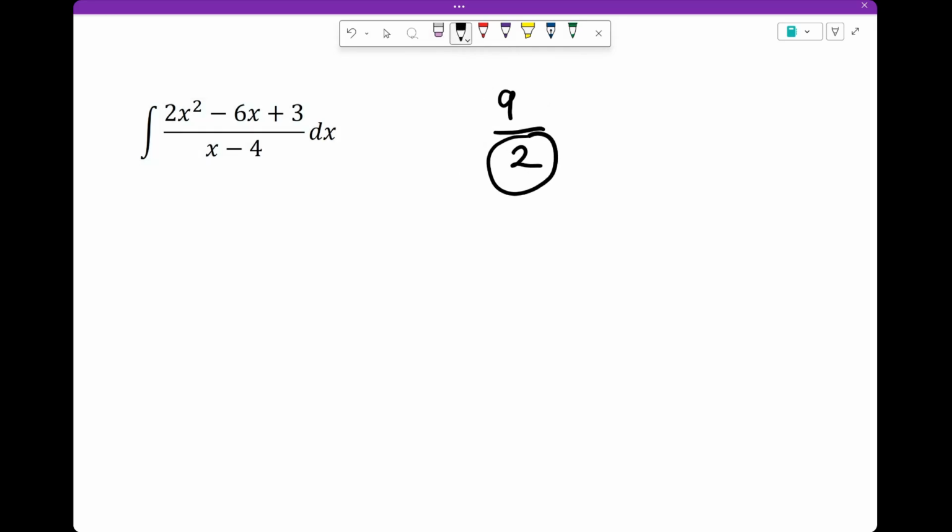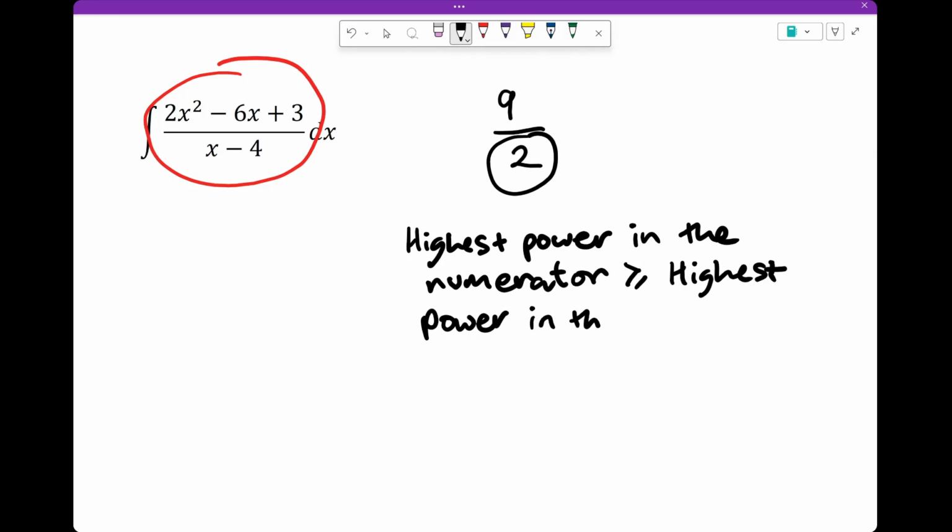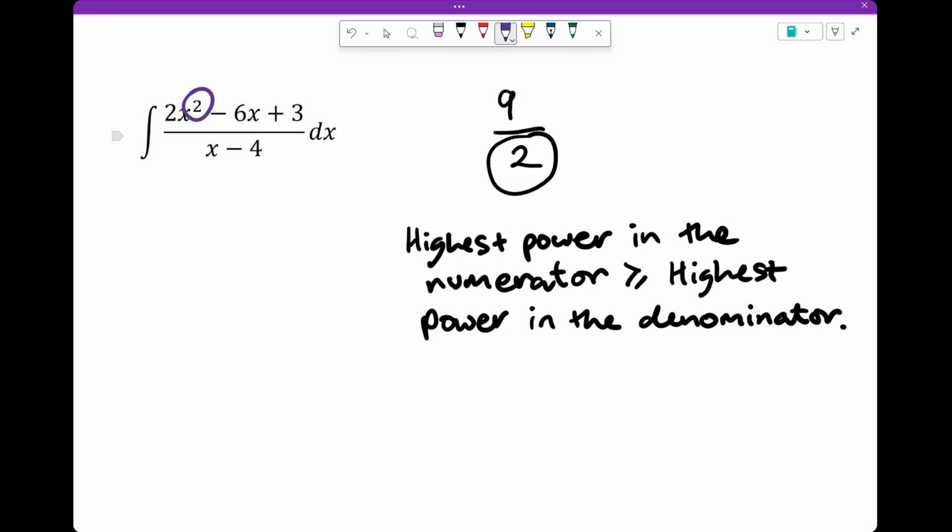In comparison, for an algebraic improper fraction, which we've got written over here, this is when the highest power in the numerator is the same as or greater than the highest power in the denominator. And when I'm talking about power, I'm referring to the power of our variable, which for my algebraic fraction is x. So let's just verify this is indeed an improper fraction. Well, the highest power of x in my numerator would be 2, and then the highest power of x in my denominator would be 1. So therefore, since 2 is the same as or greater than 1, we have an algebraic improper fraction.